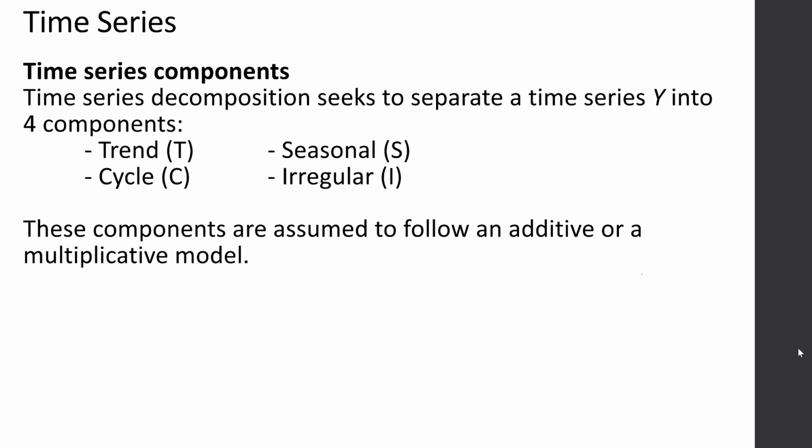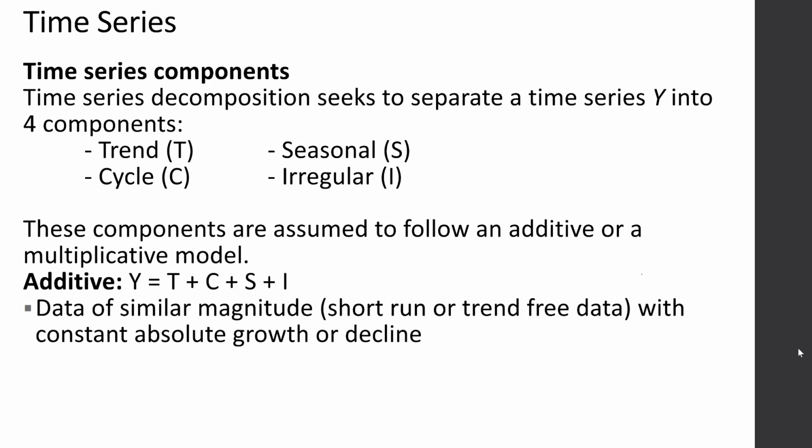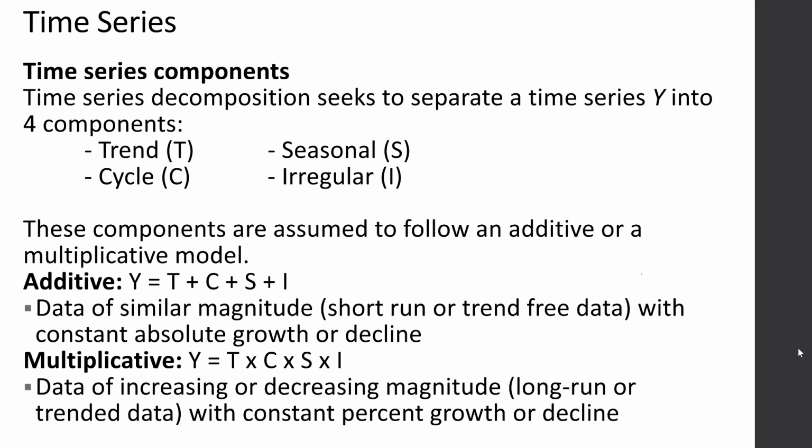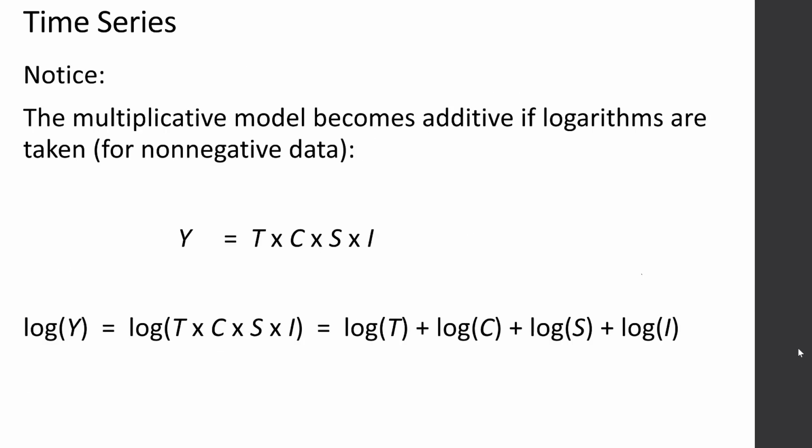These components are assumed to follow an additive or a multiplicative model. The additive is for data of similar magnitude, short-run or trend-free data with constant absolute growth or decline, and the multiplicative generally for increasing or decreasing magnitude, long-run or trended data with constant percent growth or decline. Notice that the multiplicative model becomes additive if logarithms are taken for non-negative data.